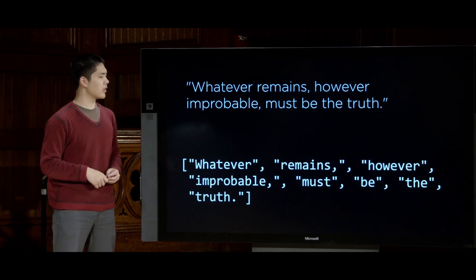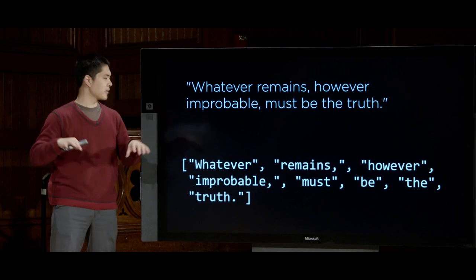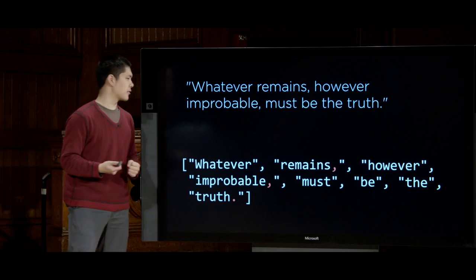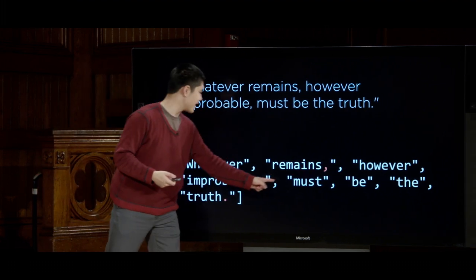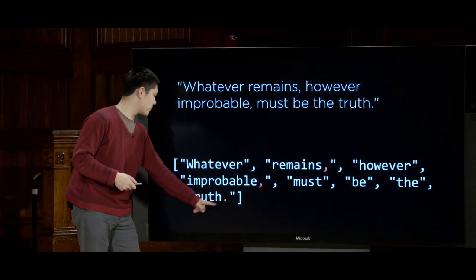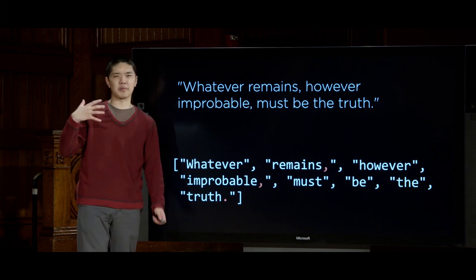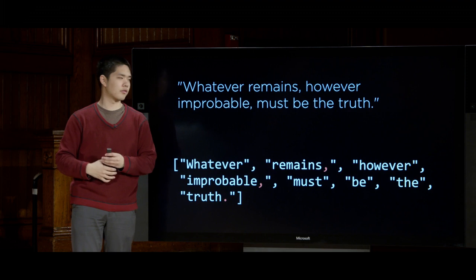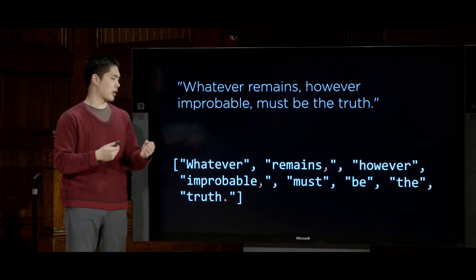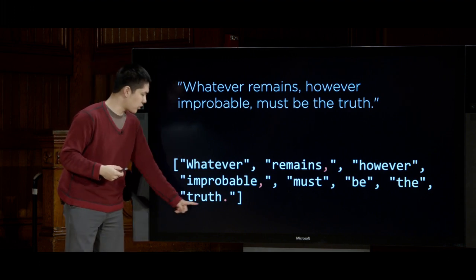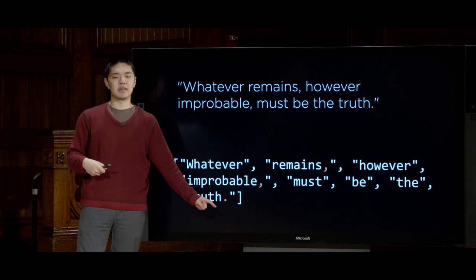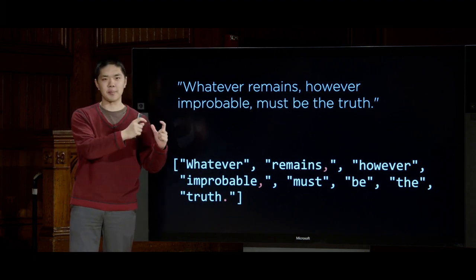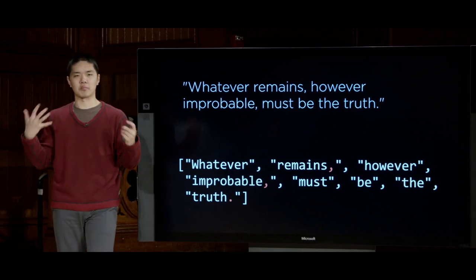But what you'll notice here is that if we just split things up in terms of where the spaces are, we end up keeping the punctuation around. There's a comma after the word remains. There's a comma after improbable, a period after truth. And this poses a little bit of a challenge when we think about trying to tokenize things into individual words, because if you're comparing words to each other, this word truth with a period after it, if you just string compare it, it's going to be different from the word truth without a period after it. And so this punctuation can sometimes pose a problem for us.